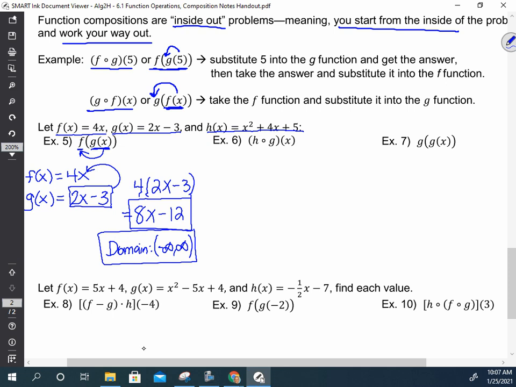Because you're plugging it into a function. You're taking 2x minus 3 and you're plugging it in for x. So that x has to come out because you're plugging something in for it. It's just like if you were doing it with a number. If you had a number, you wouldn't leave the x there. You would take the x out and put the number in. Same rule applies if it's a function. You take the x that's there out and plug in the function.